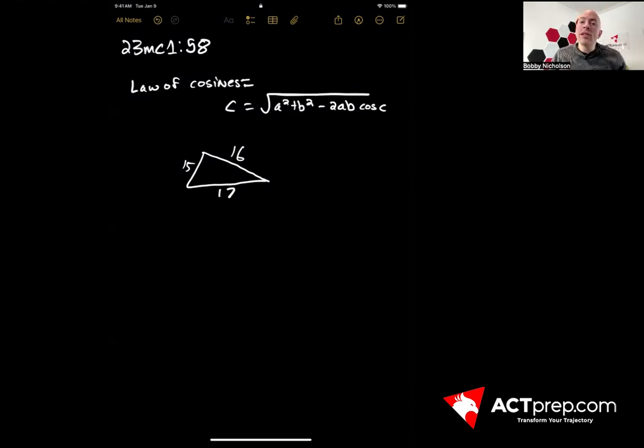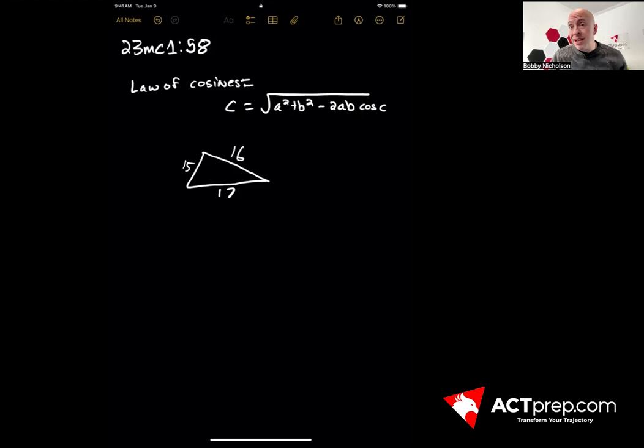So, the only thing they're actually testing on this question is that you have your law of cosine formula memorized and that you know how to use it. You don't actually need to solve this question. This is the case on the majority of law of cosine questions as well.